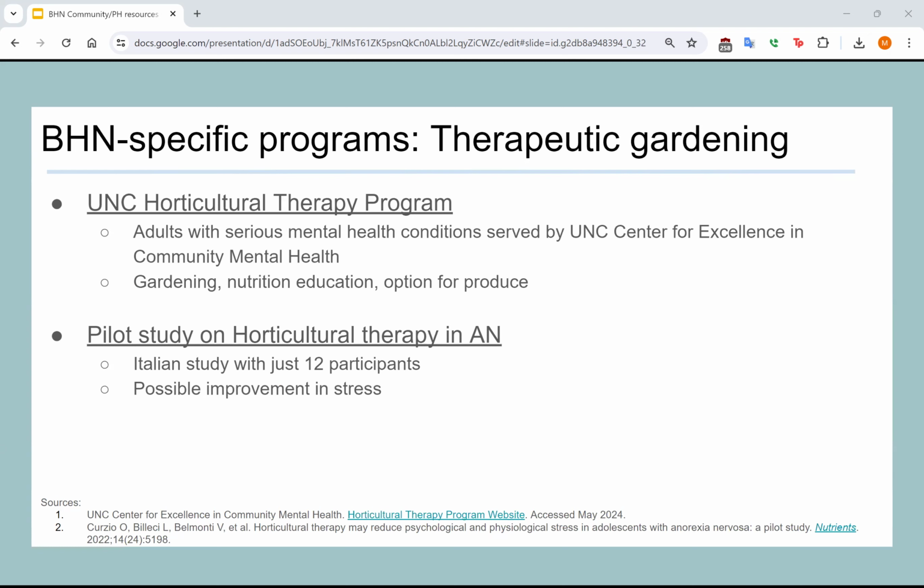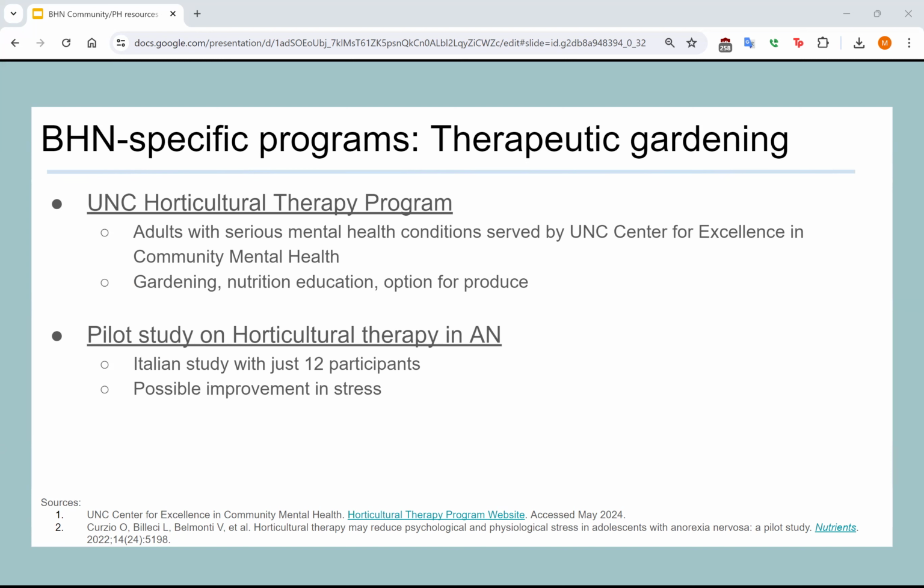And then another consideration for an emerging program for behavioral health is therapeutic gardening, also known as horticultural therapy. So you may have noticed in that Food and Mood project, they have school gardens as a component. Gardening has been used a lot in schools to help promote fruit and vegetable intake in kids, and also in communities to decrease stress and promote mental well-being.